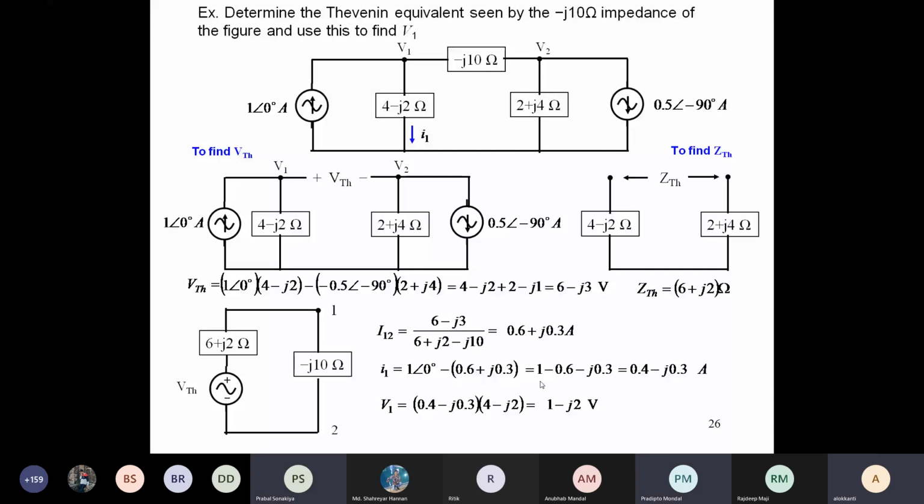Sir, can we write VTH minus V1 equals 6 plus 2j times current? VTH minus V1 equals current times 6 plus 2j. No, then we will take V2 to be 0. That will lead to an incorrect answer. V2 is not 0. We have assumed the reference as different in the initial condition.